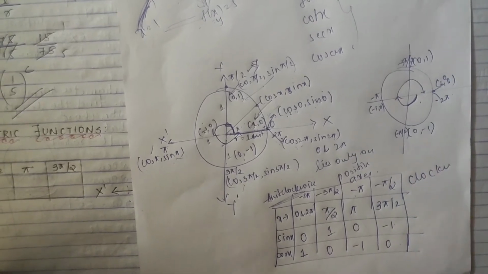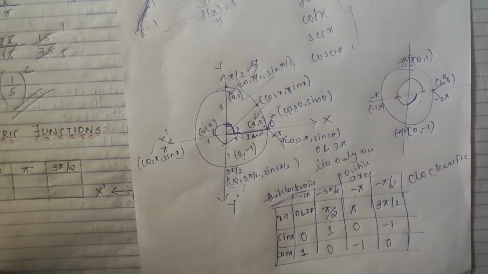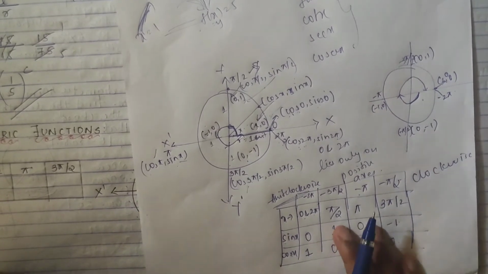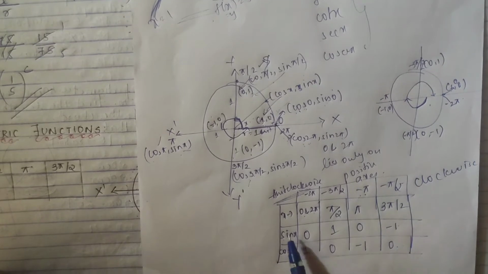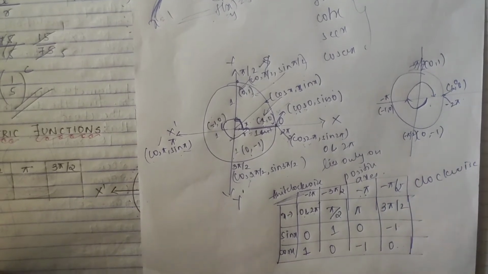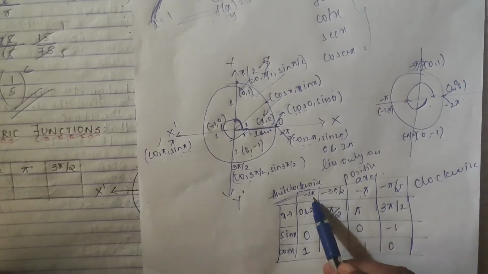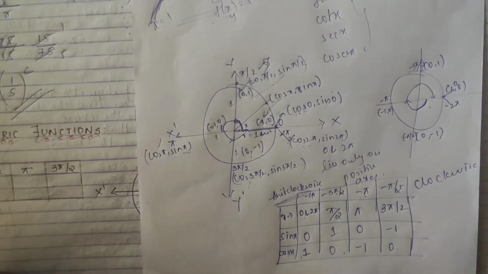For this it is clockwise. See here, for your minus pi by 2, sin x will be minus 1, cos x will be 0. For your minus pi, sin x will be 0, cos x will be minus 1. For your minus 3 pi by 2, sin x will be 1, cos x will be 0, and for your minus 2 pi, sin x will be 0, cos x will be 1.